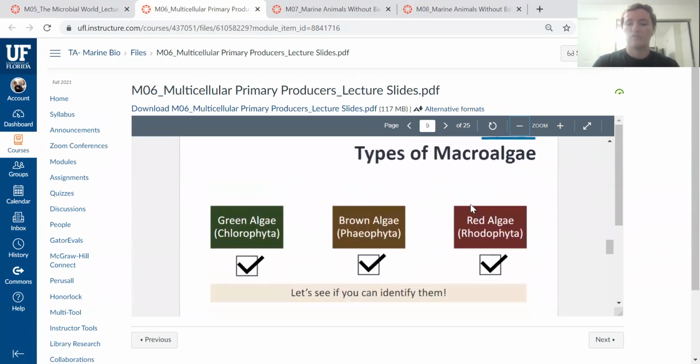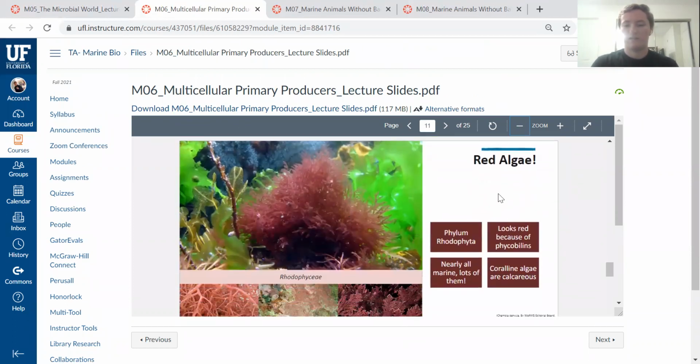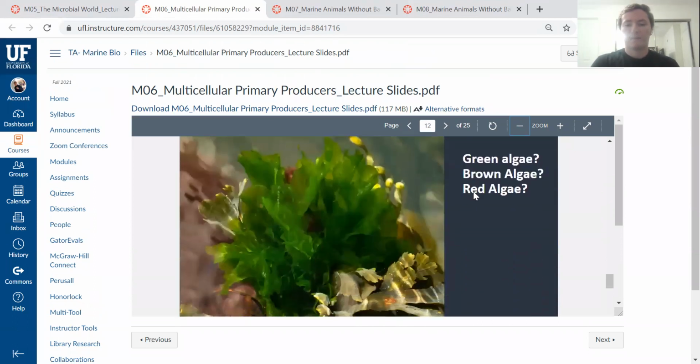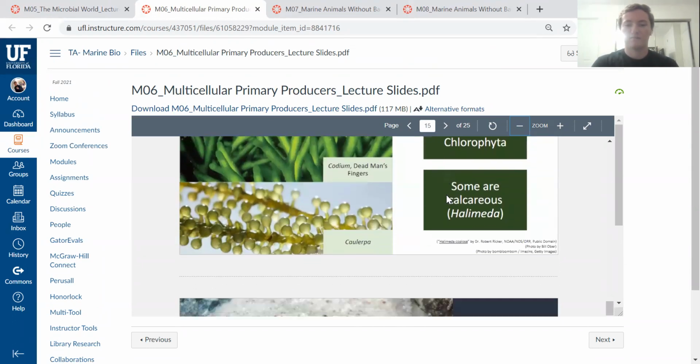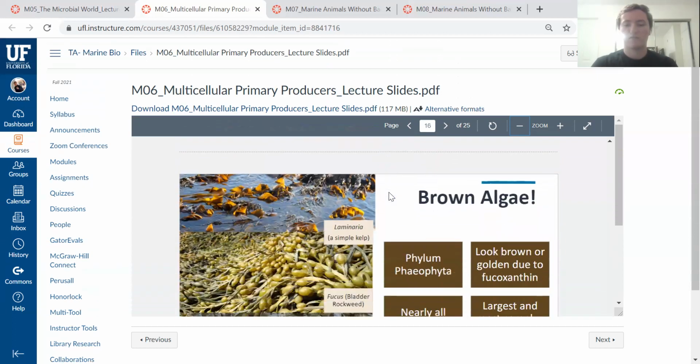Knowing your types of macroalgae is going to be super important, and how to identify them. You can kind of tell this one, you know, it's red algae. Green algae, kind of same thing. Brown algae, we talked about sargassum. This is a sargassum plant right here. So you should be aware this is a brown algae.